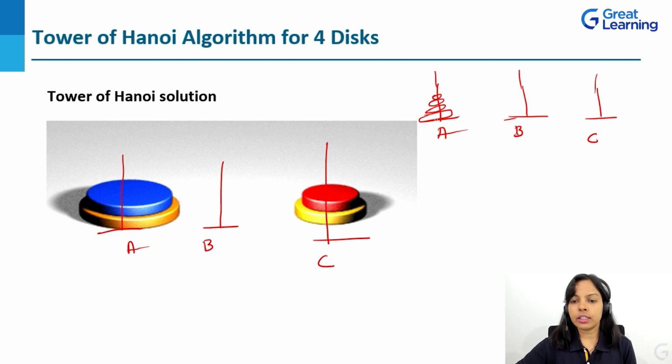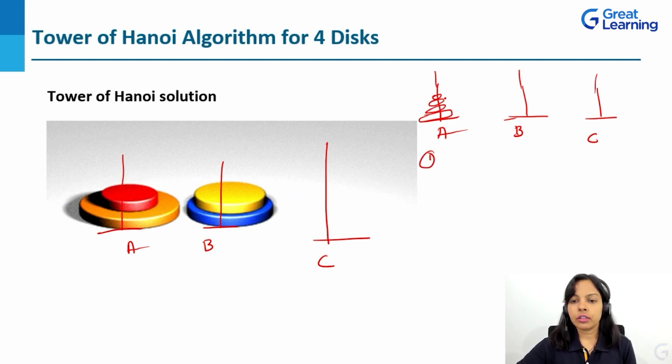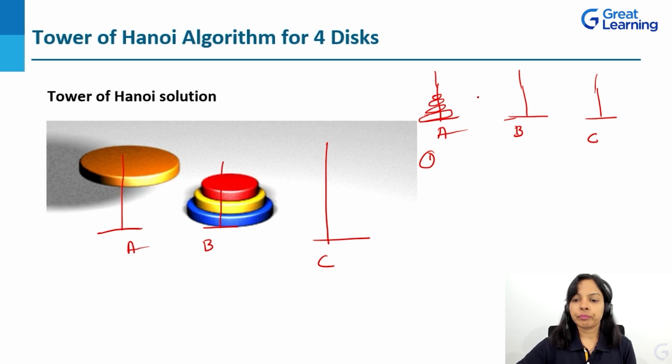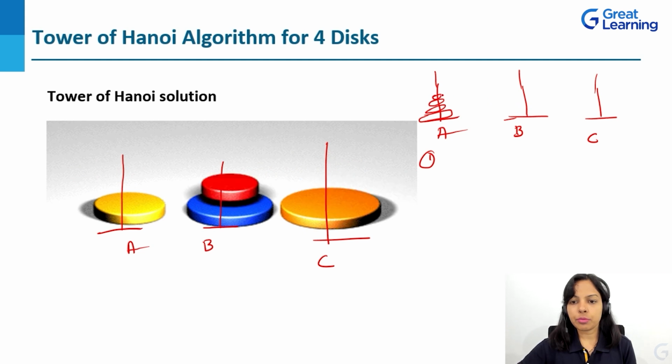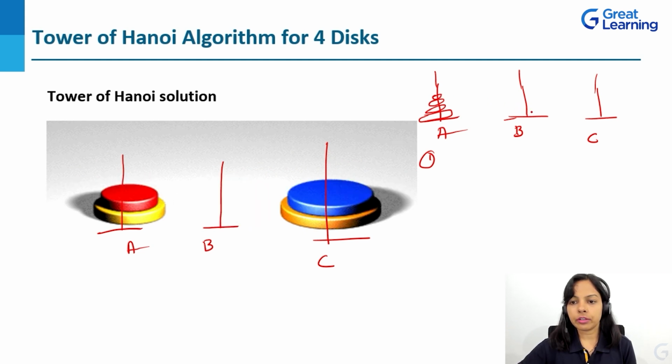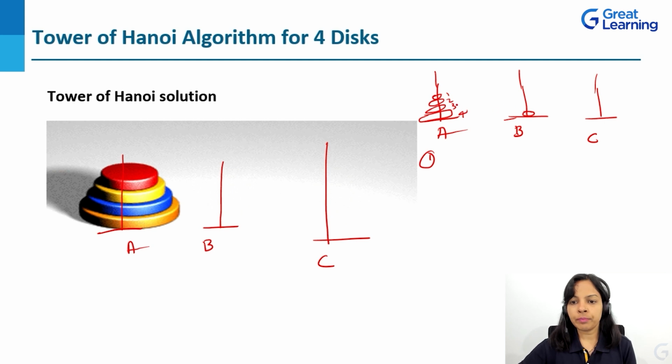And you have to shift all these 4 into C. So the first step will be to shift the smallest one into the tower B. Okay, so the smallest one will be shifted over here. After that, the next disk, if I number this 1, 2, 3, and 4, so the first disk went to B, the second one will go to C.